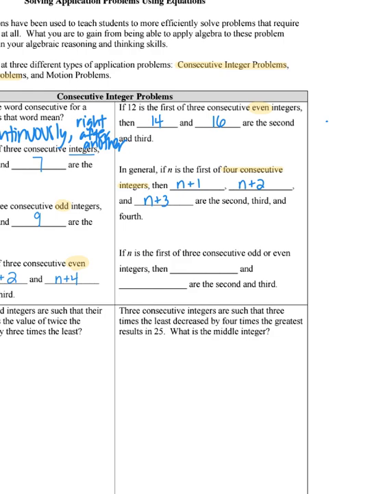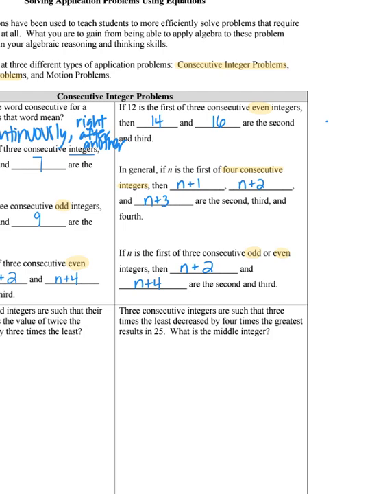If n is the first of 3 consecutive odd or even, it depends on the scenario, but they both have the same idea here. If n is my first number, how do I get to the odd? Or if n is the first number, how do I get to the even? I'm skipping over 1, so I'm going to add 2. And then again, I would add 4.